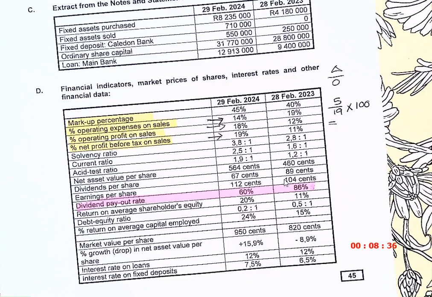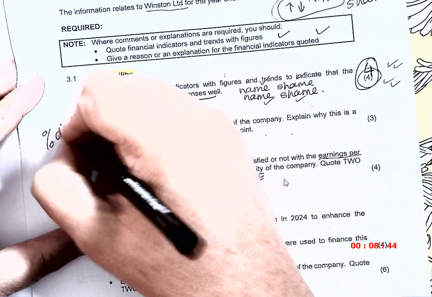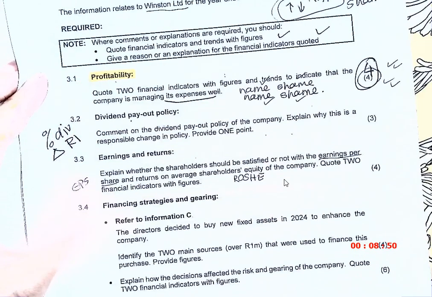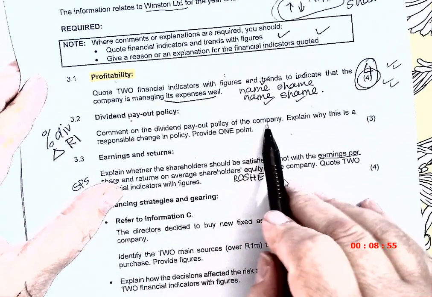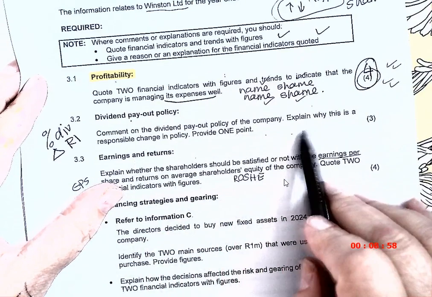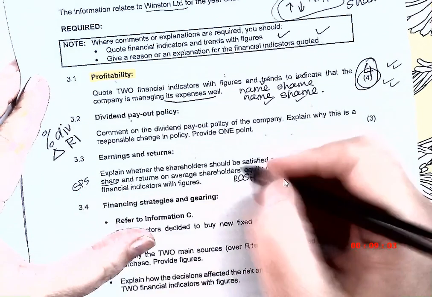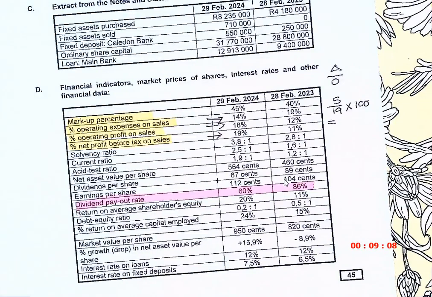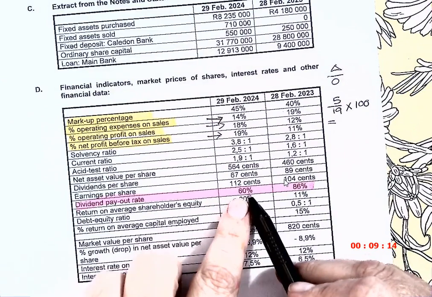Now, what do I know? My answer is going to be that percentage is the dividends. The difference is the retained. Okay? So let's go look. They asked me, comment on the dividend payout policy of the company. Explain why this is a responsible change in policy. Provide 1 point. Okay? So, in my head, I'm thinking they just want to know about the policy. So I am only going to quote the 60%.